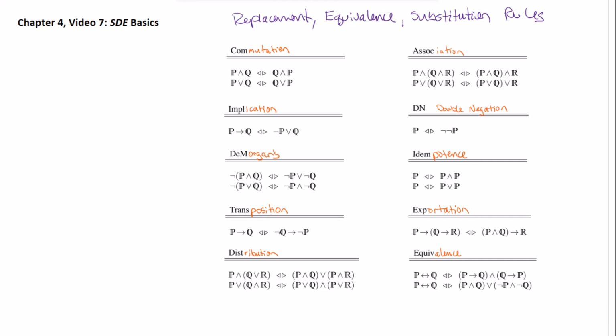You may remember from translations in Chapter 2 that a negated conjunction is equivalent to a disjunction of negated components. And similarly, the negated disjunction is equivalent to a conjunction of negated components.